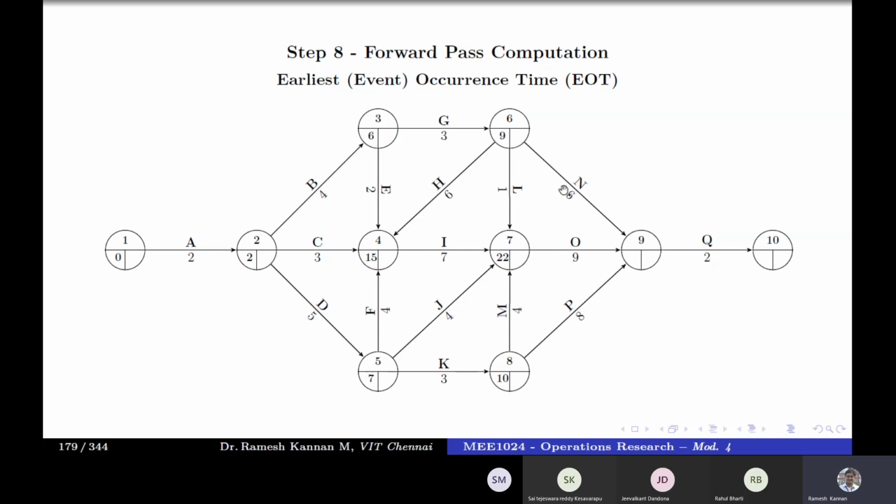9 depends on 9 plus 6, which is 15. Then 22 plus 9 is 31. And 10 plus 8 is 18. So it has to wait till 22 plus 9, so that will become 31. Okay. Then final is very simple. 31 plus 2 is 33.